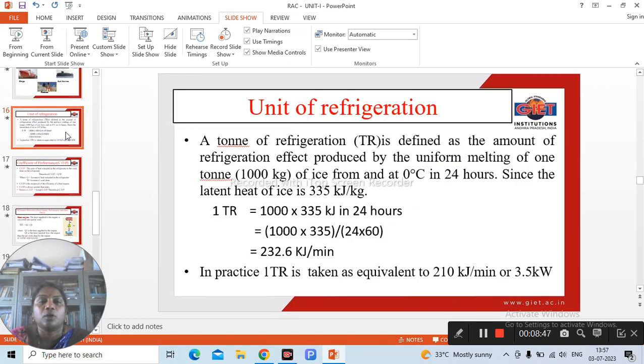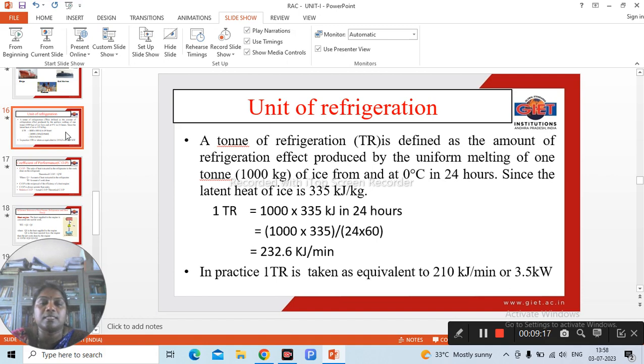Next is the unit of refrigeration. The unit of refrigeration is the refrigeration ton, denoted TR. The main definition of the unit of refrigeration is the amount of refrigeration effect produced by the uniform melting of 1 ton, that is 1000 kg, of ice at 0 degrees in 24 hours.